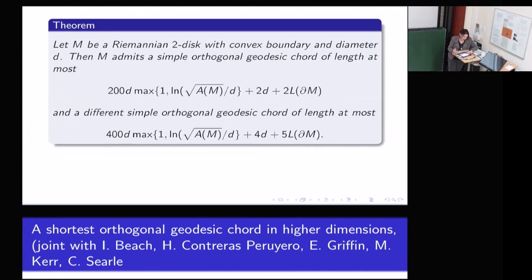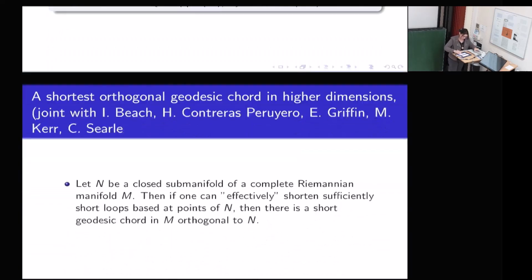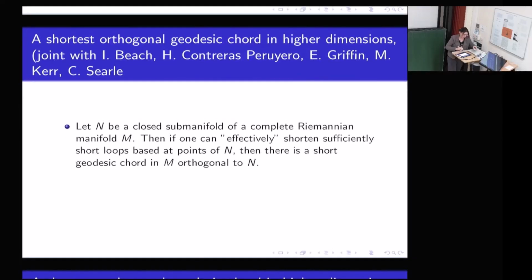However, if you also want to allow the use of the square root of the area, then you have two simple geodesic chords and can bound their lengths. And once again, this relies on our result with Evgeny and Alex about being able to construct the boundary of the disk over short curves. Okay, so I'm going to go to higher dimension.